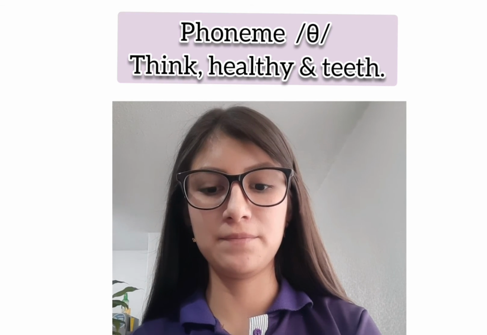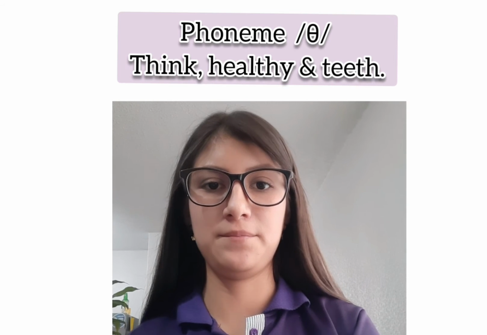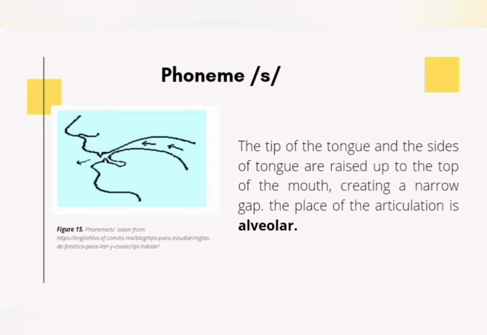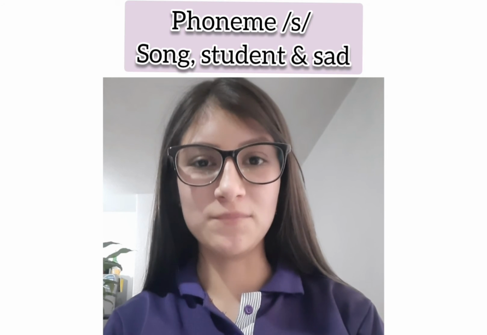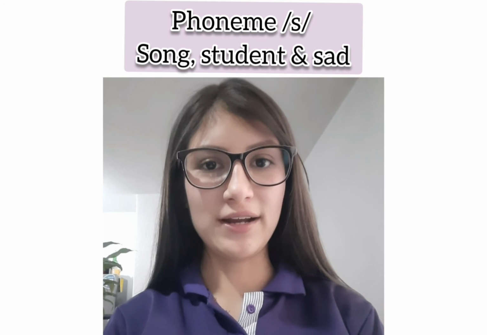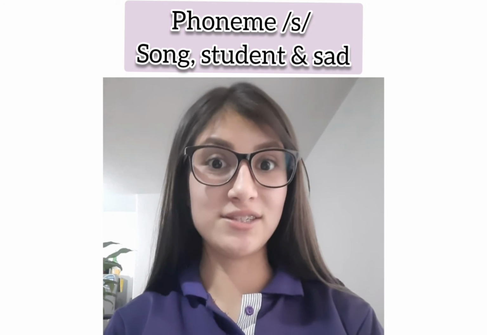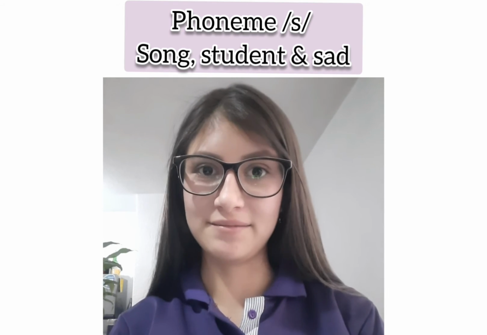healthy, and thin. The tip of the tongue and the sides of the tongue are raised up to the top of the mouth, creating a narrow gap. The place of articulation is alveolar. This phoneme sounds like /s/. For example: song, student, and sad.